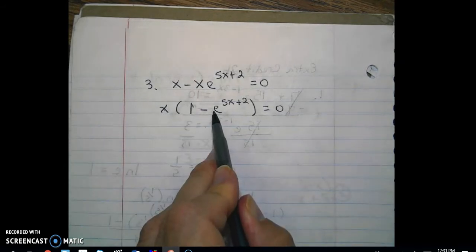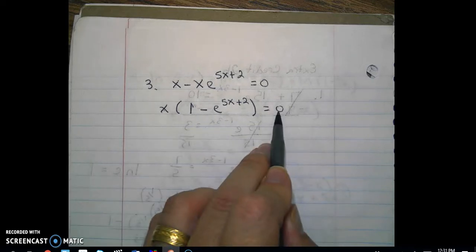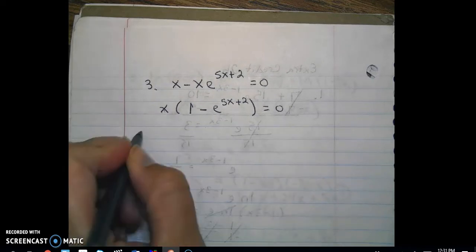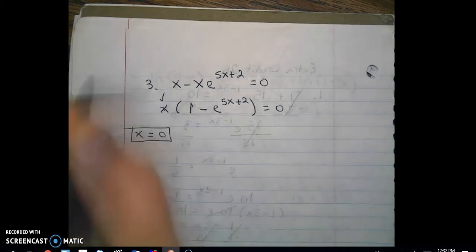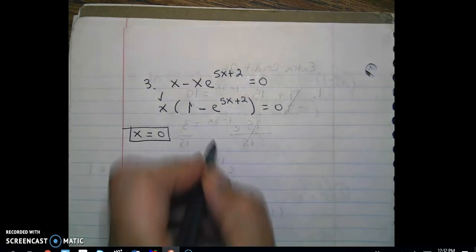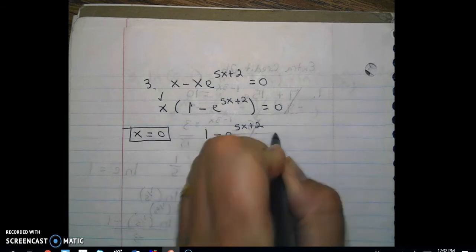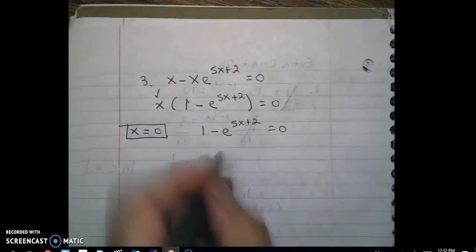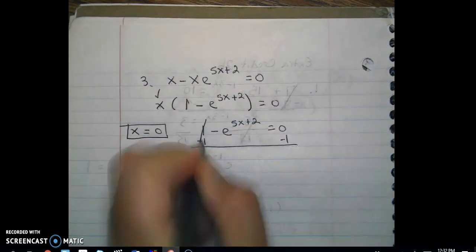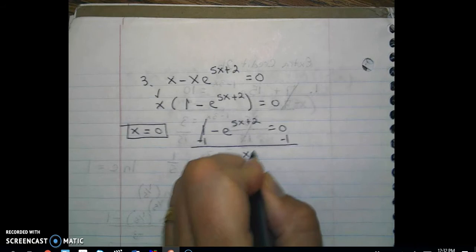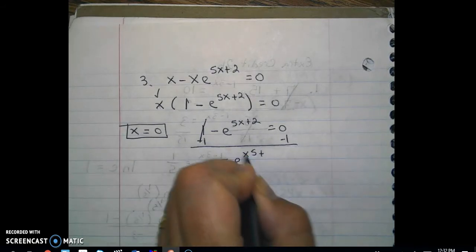Okay, so the next step is to set each factor equal to 0. This first factor, set it equal to 0, and we already have that answer for that factor. Then we set the other factor equal to 0 and solve for x. Dyslexia showing up here, that's 5x.